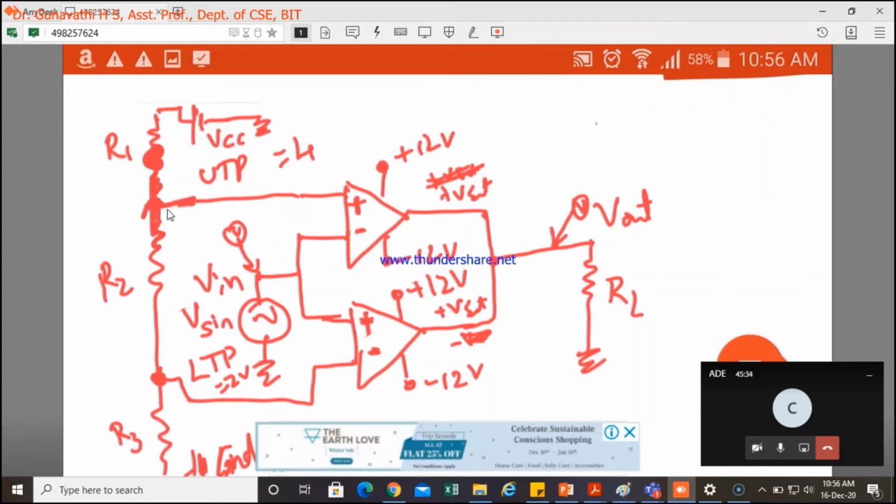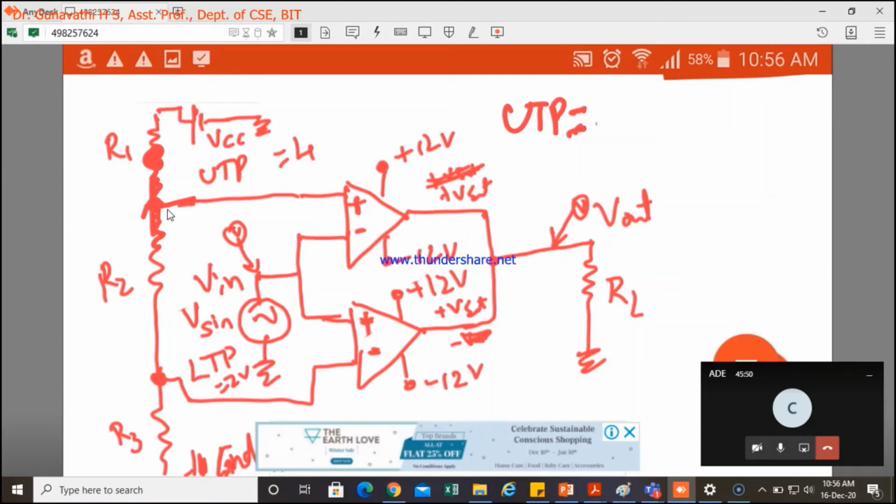Can anybody tell me the formula for UTP? What is the formula for UTP? So we computed that. Do you remember? 2/3 of VCC, 1/3 of VCC.